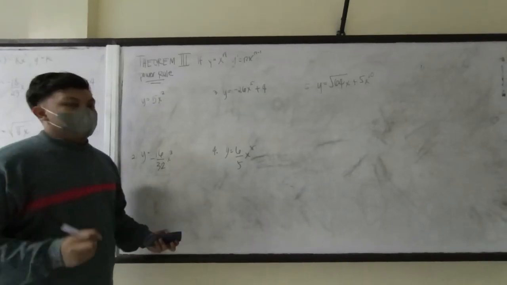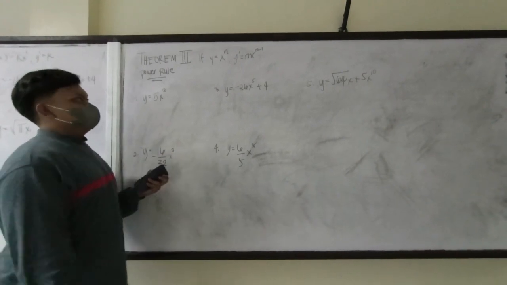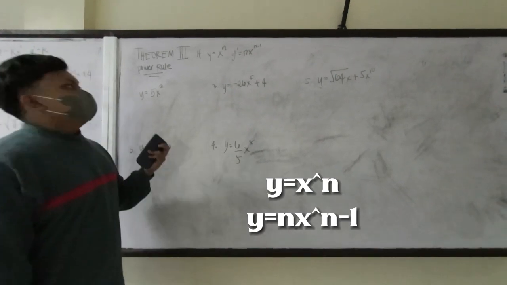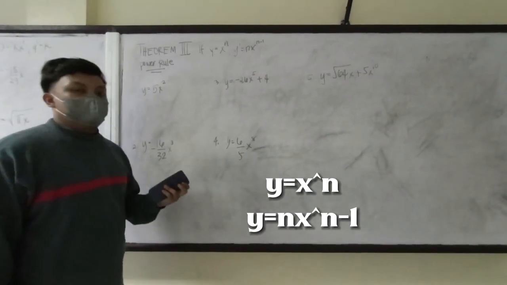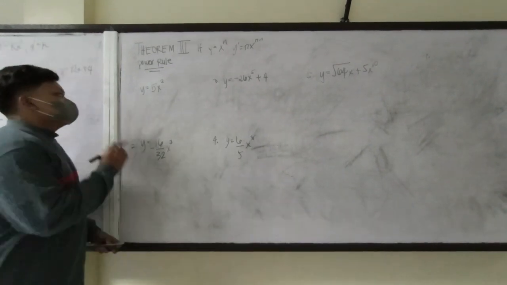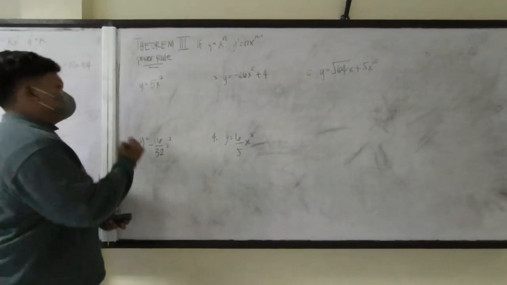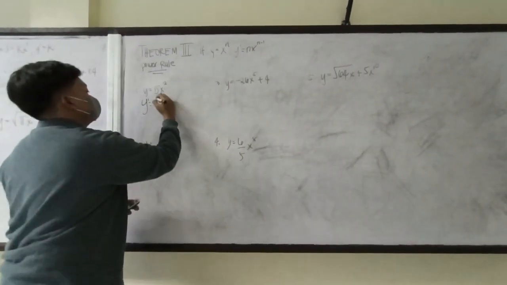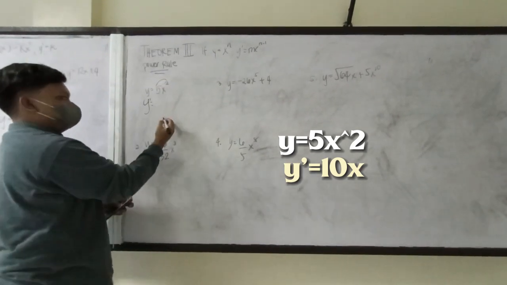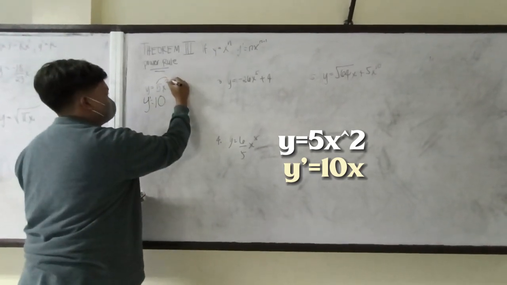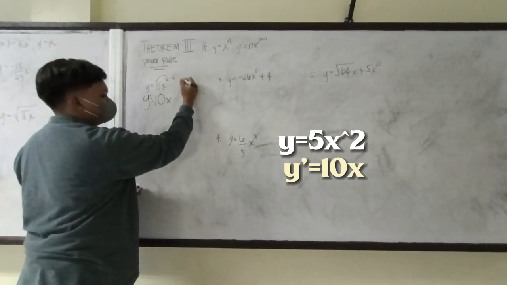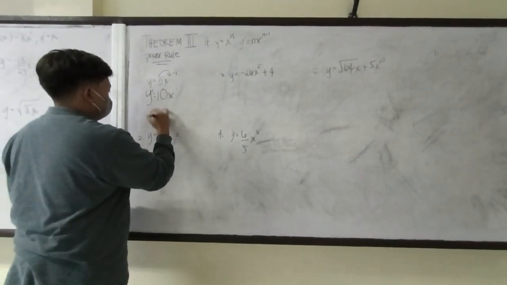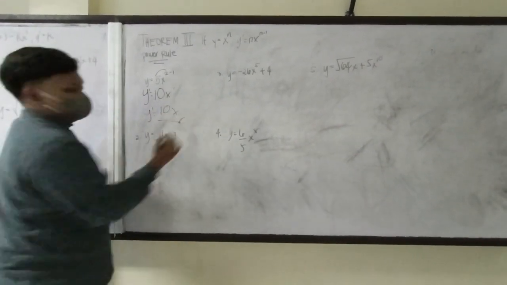Now let's move on to theorem 3, which is the power rule. If y equals x to the power of n, then y prime should be equal to n times x to the power of n minus 1. So we have our example here. y equals 5x squared. So we should consider y prime, then multiply 5 by 2, which is 10. Then subtract 1 from the exponent, which is 2 minus 1 is 1. So we have an answer, 10x, right here.